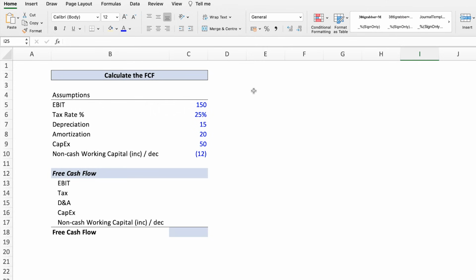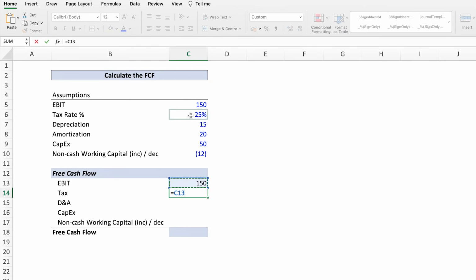So let's put it all together in the following Excel exercise. Here we've got the task of calculating the free cash flow, and over here we have all the assumptions in blue, and then all of this area is the one that we're going to have to fill in. So for the EBIT, we're just going to get it from up here. Secondly, for the tax rate, here we have it as a percentage, but we want the actual number. So we're going to do the 150 times the minus 25% because we want it to be a negative number, obviously. For depreciation and amortization, we want to add these back. So we're going to go equals depreciation plus amortization in this case.